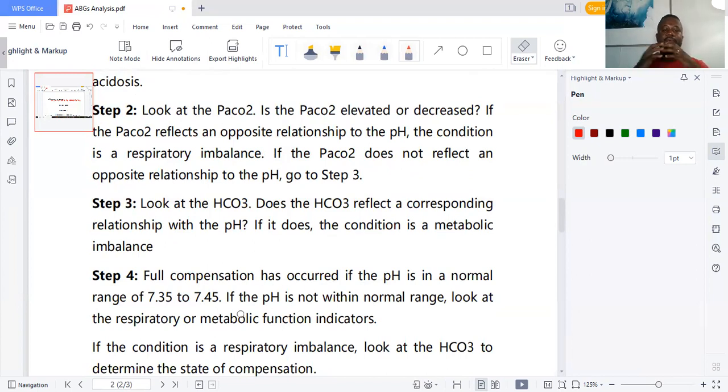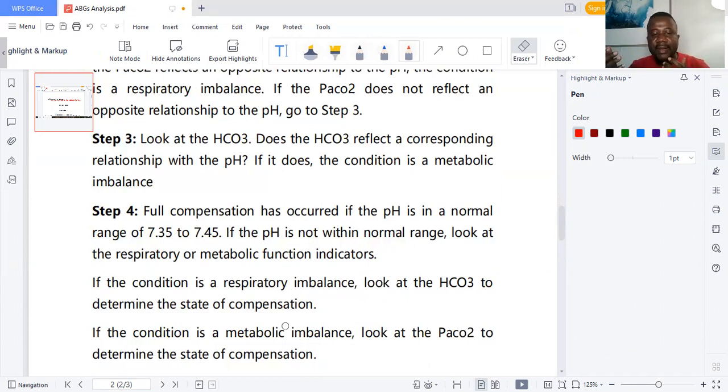Now, for full compensation to occur, the pH has to be in the normal range of 7.3 to 7.4. Get it? For the condition to be compensated or fully compensated, the pH has to be within the normal range of 7.3 to 7.4. If the pH falls out of the normal range, you look at the respiratory or metabolic function indicator, okay?